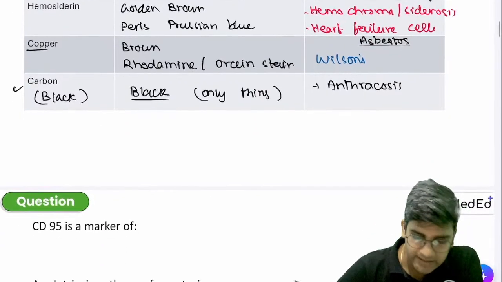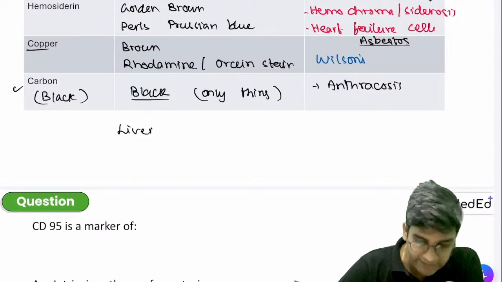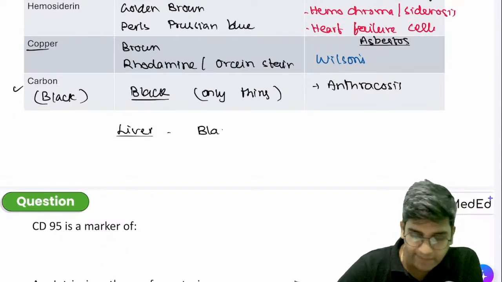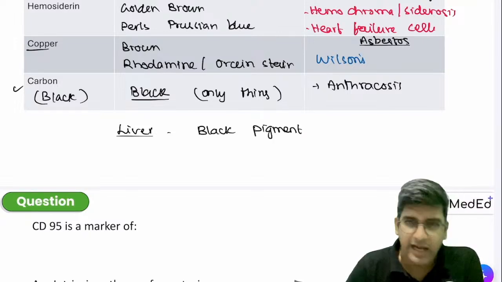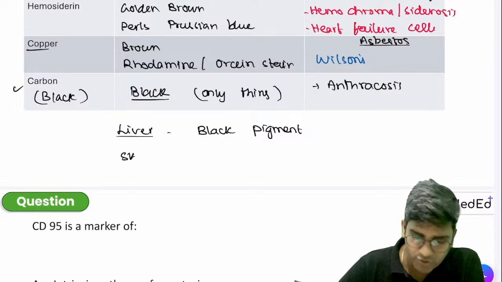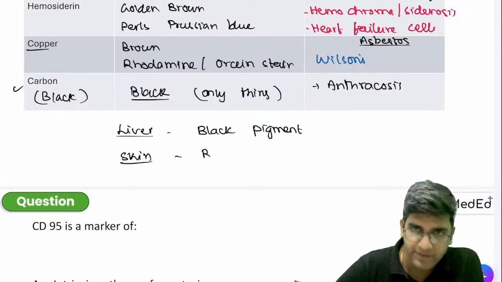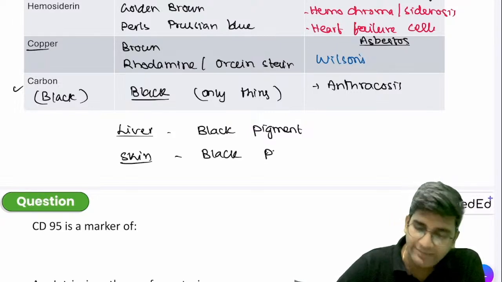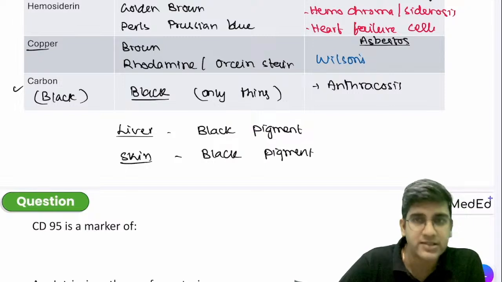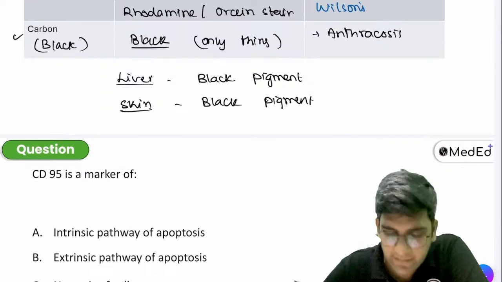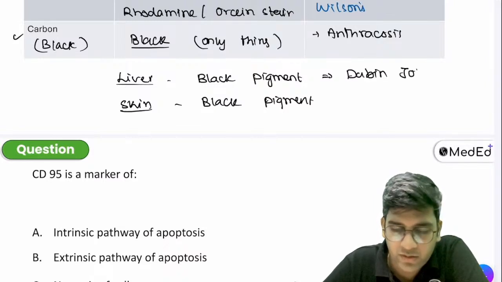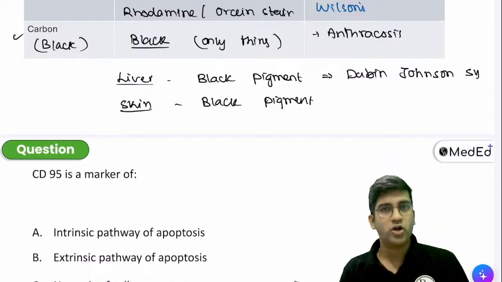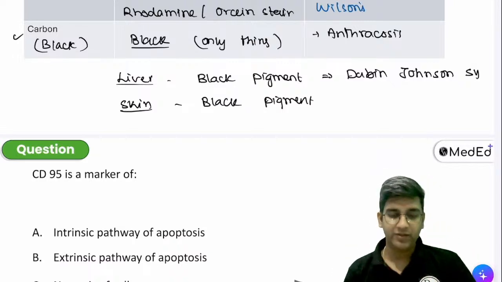There's one more place where I can have a black pigment: in the liver. Liver having a black pigment. Any clues? And I'll have one more question as well. Not so direct. Skin having black pigmentation. These are primarily for MCQs. You might not see these cases. Liver having black pigment. Have you heard about a condition called Dubin-Johnson syndrome? Dubin-Johnson syndrome is a congenital syndrome which produces jaundice. It will have a black color pigment in the liver, right?